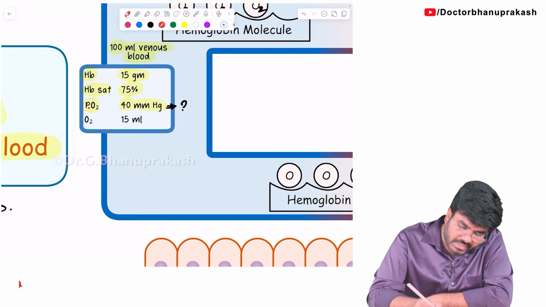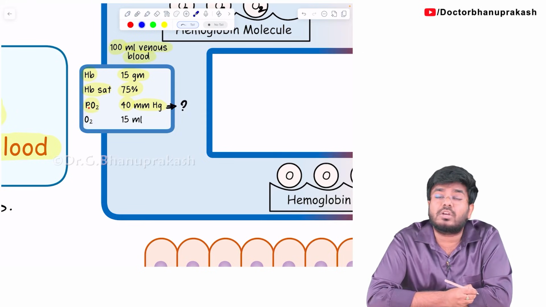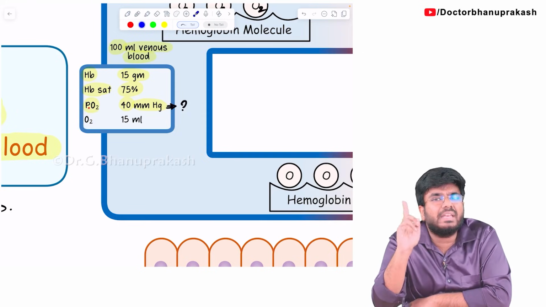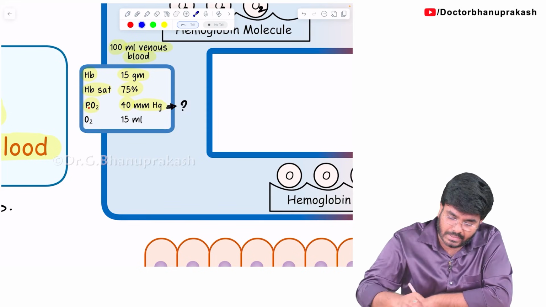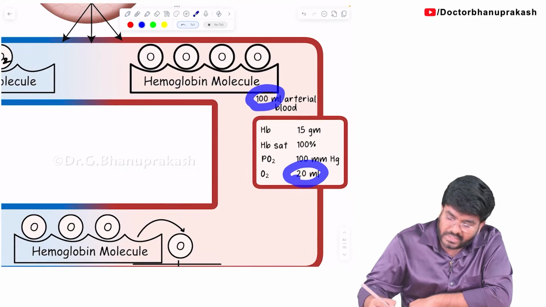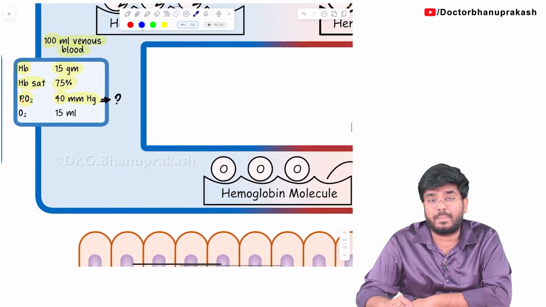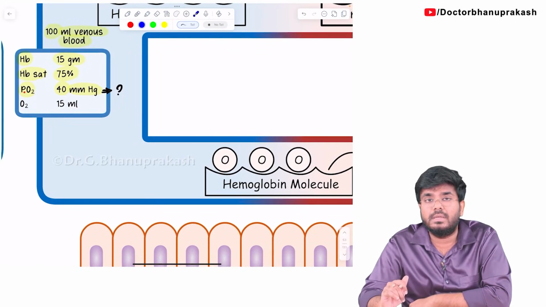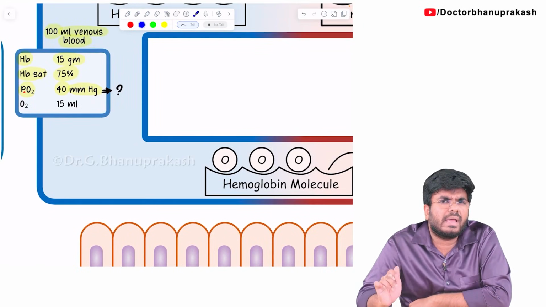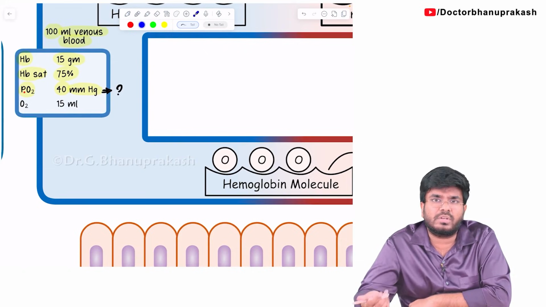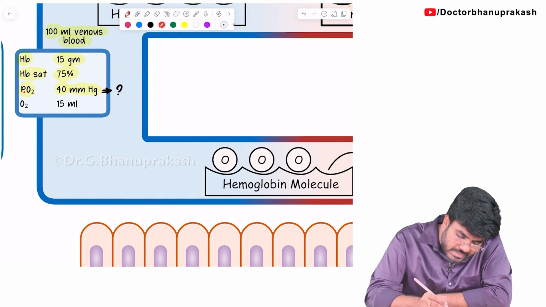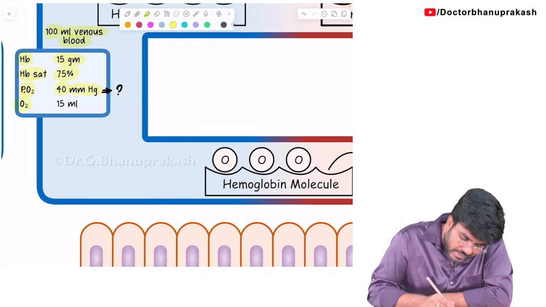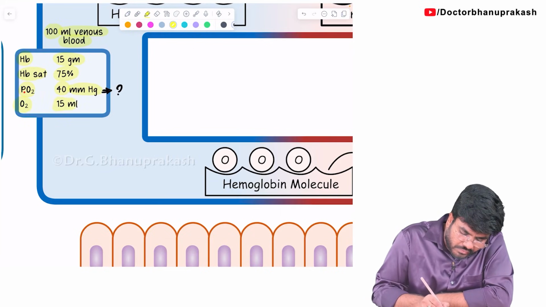Next, how much content of oxygen is there? This O2, how much oxygen is there? I have explained to you, in 100 ml of arterial blood there will be 20 ml of oxygen. That's the oxygen carrying capacity when 4 molecules are occupied. But this is venous blood, no, so definitely there should be less oxygen. So, how much oxygen is there, sir? The content of oxygen is only 15 ml.